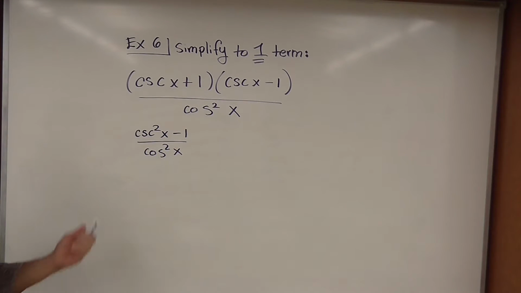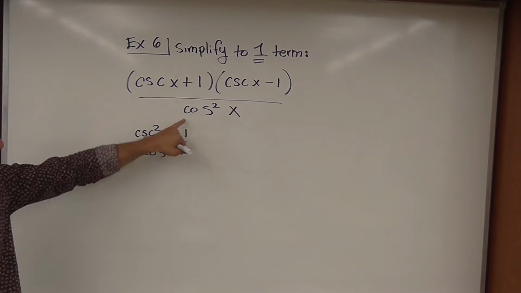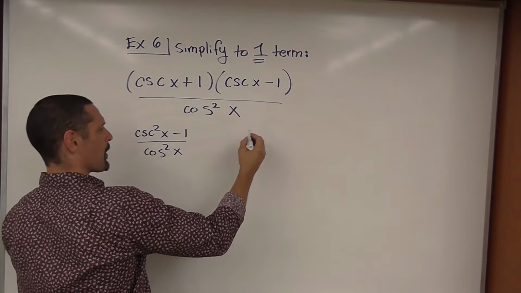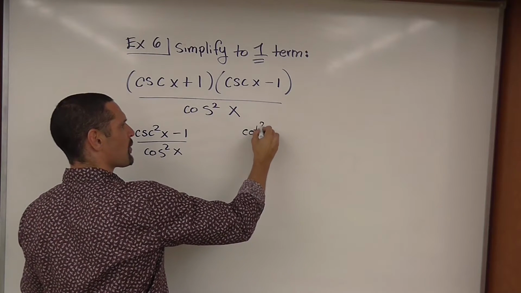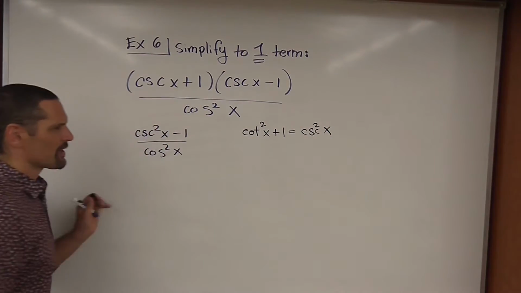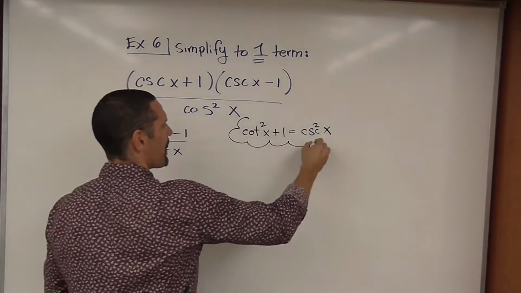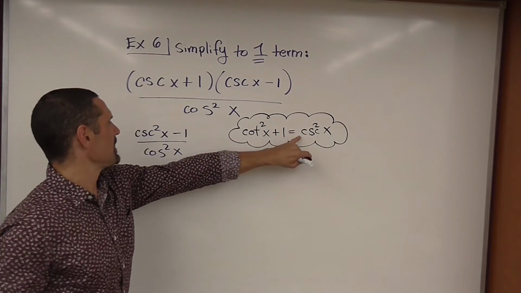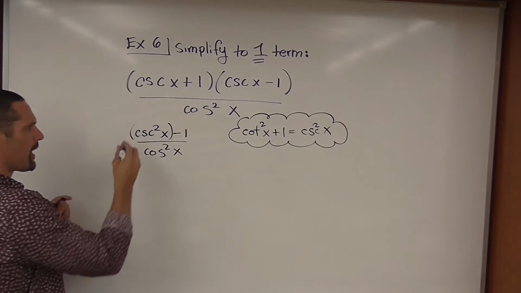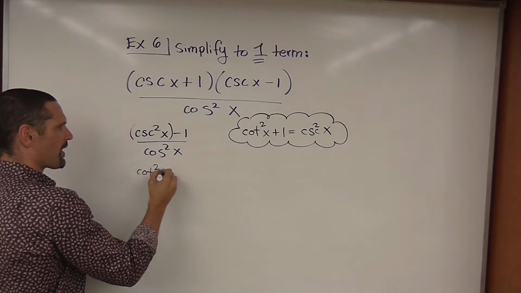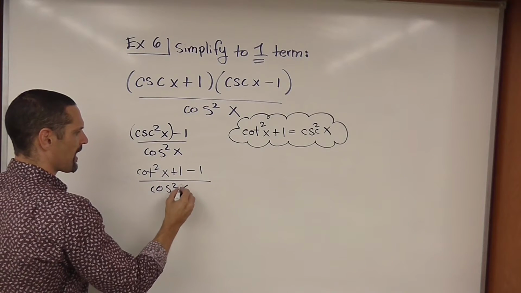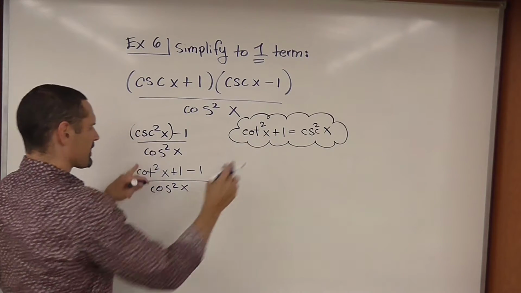We might be stuck here thinking, what are we going to do? Are we going to divide this and this into that? We could try that. Or we could recognize that we have an identity, which is cotangent squared x plus 1 is equal to cosecant squared x. That's one of our Pythagorean identities that I asked you to memorize. So anytime we see cosecant squared x, we can write this. I'm going to substitute for this, and this problem becomes cotangent squared x plus 1 minus 1 over cosine squared x.